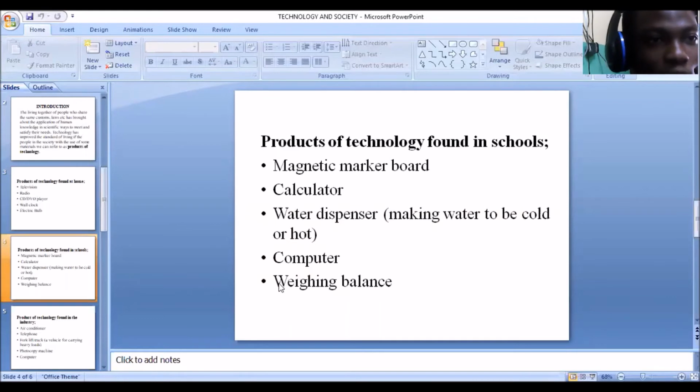Then weighing balance. Weighing balance, you find this mostly in the lab. That's used for taking the weight of different substances, used for taking the mass of different objects, used to compare masses. So all these are products of technology found in the school.